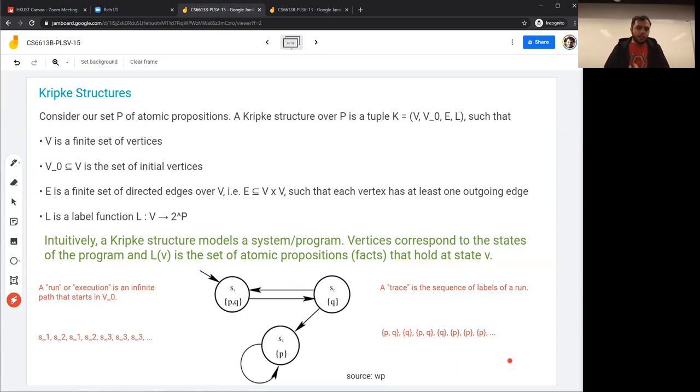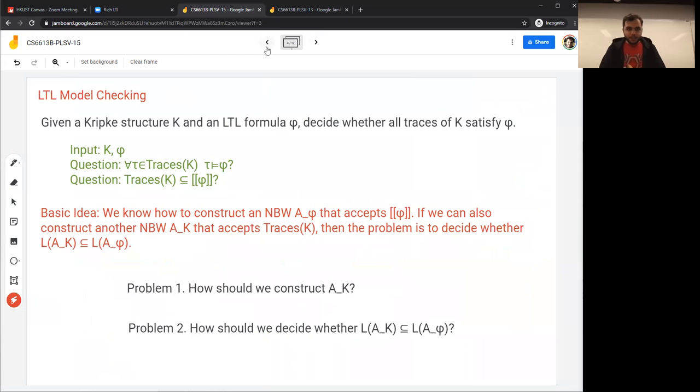So a run or an execution is basically a sequence of states or a sequence of vertices in our Kripke structure. But a trace is a sequence of labels. A trace is a sequence of subsets of atomic propositions. And of course, you're very familiar with traces because that's what we've been studying for the past few sessions. So what's interesting for us?